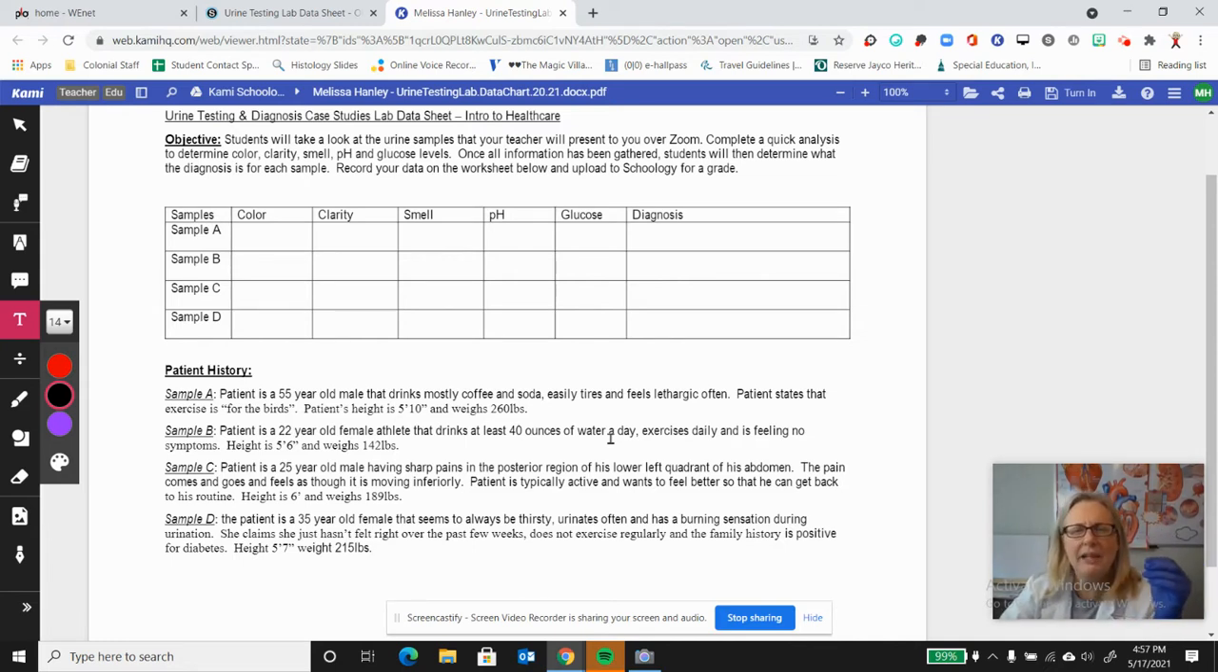The patient is typically active and wants to feel better so that he can get back to his routine. He is 6 feet tall and weighs 189 pounds. His only complaint is that he's having this pain in his abdomen, in the back, and it's kind of moving a little bit, and he just wants to get back to normal. So let's take a look at what his urine looks like.